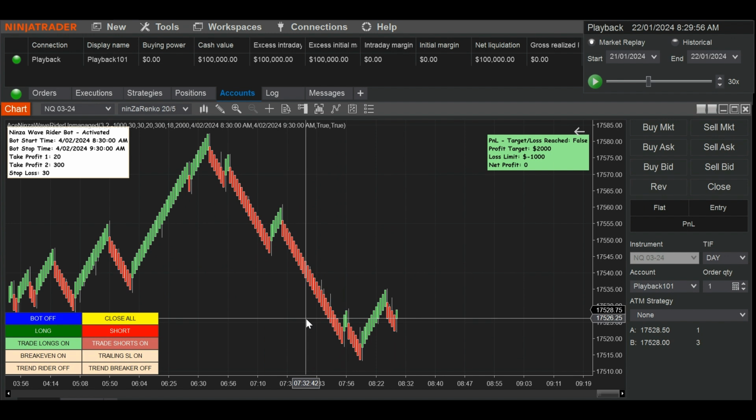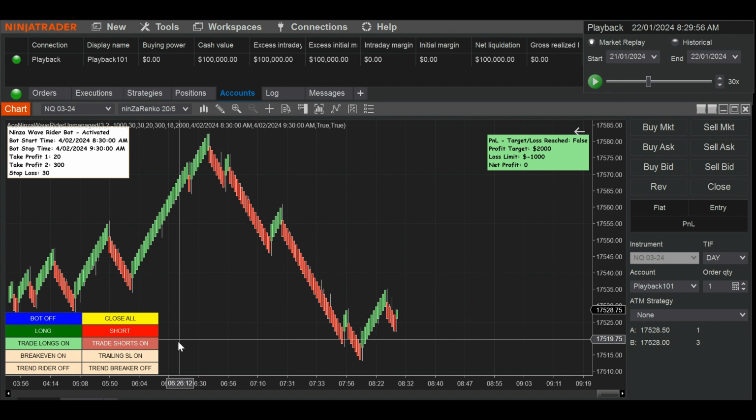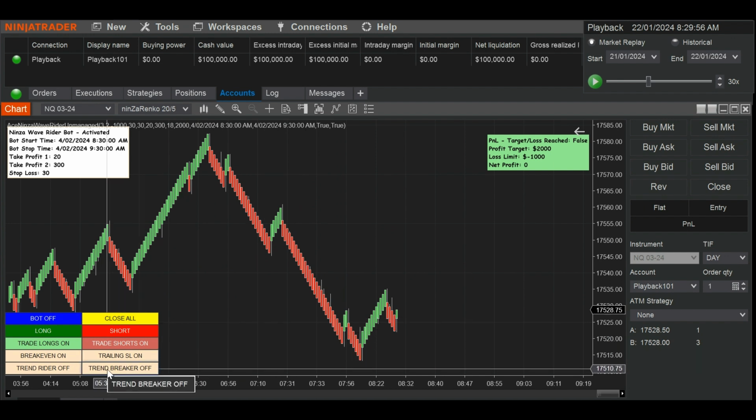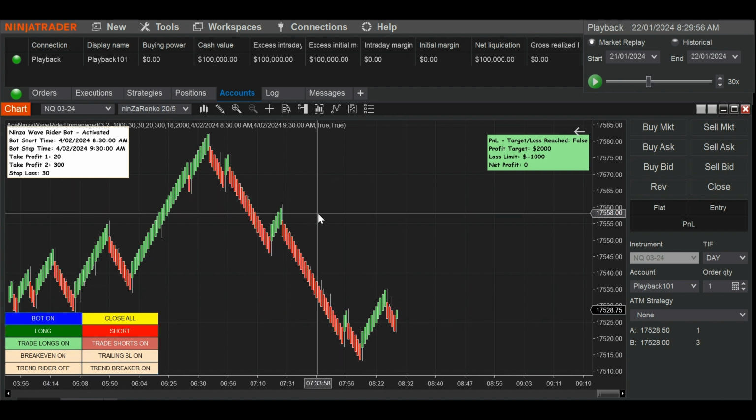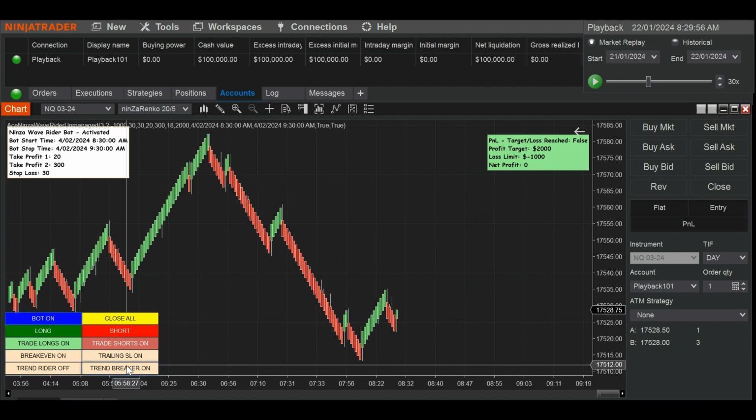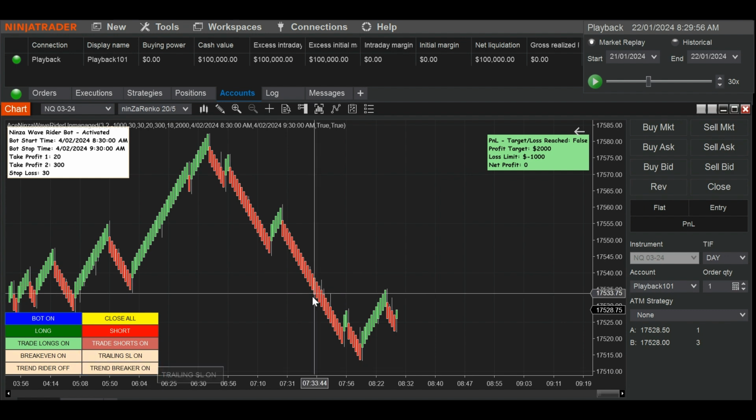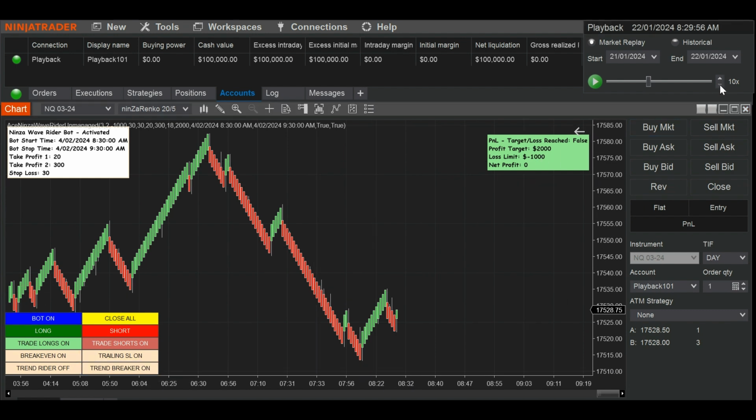But if you're not feeling comfortable with your price action, you're more than welcome to run the trend breaker. Again, you need to make sure the settings are on here. And this time I'm running trend breaker. I'm just going to let it run. We'll slow down a bit. I'm going to run for the 8:30 session to 9:30 session, and we will show it.